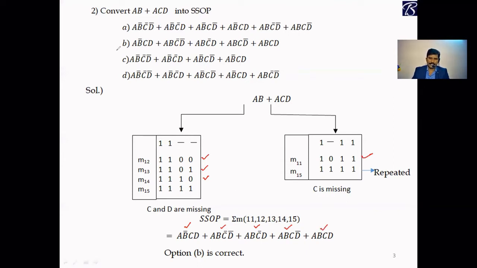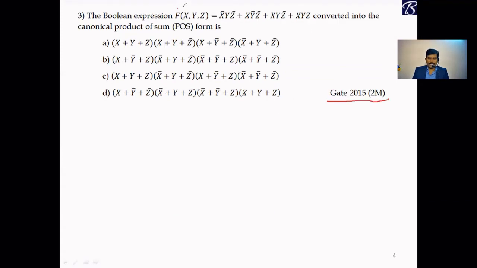Option B is correct. A function f is given having three variables x, y, z. This expression is given, that is standard SOP.